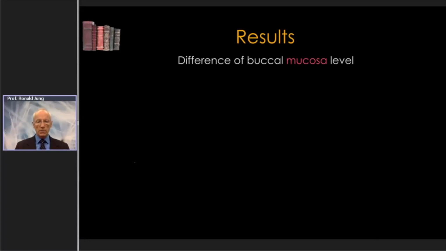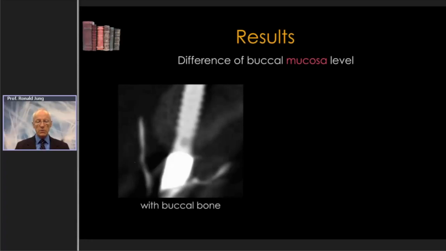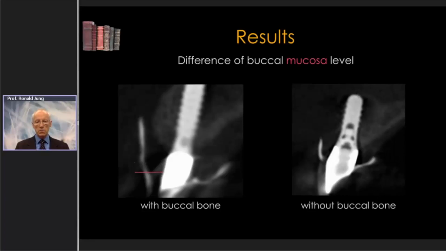The investigators also looked at the mucosal level. And you can see here with this red line indicating the mucosal level, which was recorded clinically and transferred, as you can see, to the CBCT with some radiopaque material. Implants with buccal bone and implants without buccal bone. This difference was only 1 millimeter.